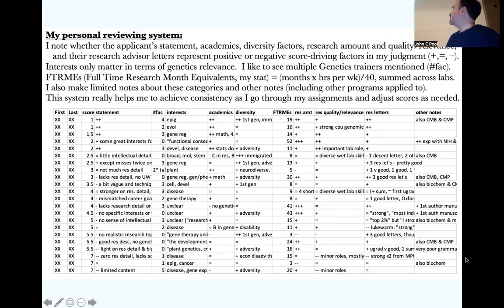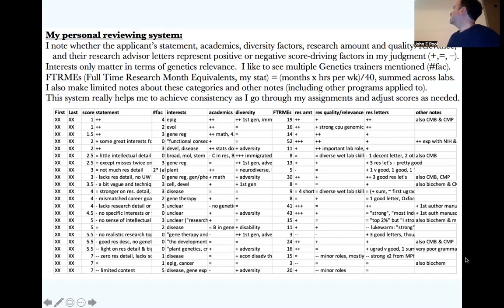So you could see that I'm kind of up or down rating them somewhat based on their statement, their academic record, and diversity considerations, although that tends to only be a positive for me, just the way that I do it. Also the amount of research experience they've had, the perceived quality and relevance of that research experience, like what were they actually doing? Were they really leading a research project? And how good were their research letters? These are not necessarily all equal factors to me, as I've suggested already.